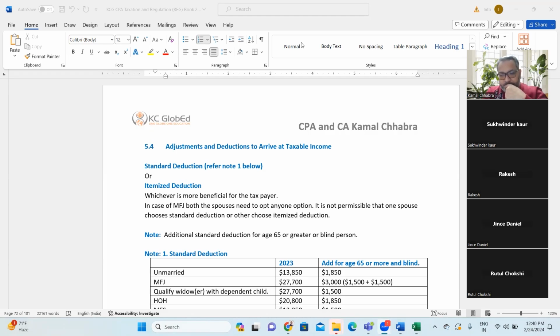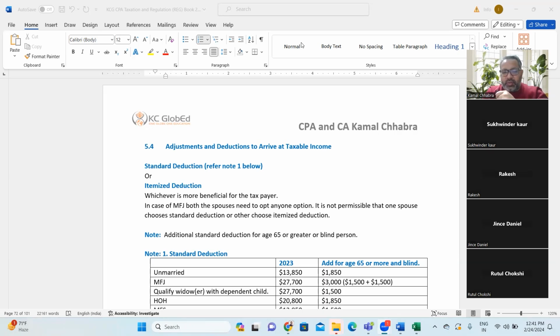Sir, can you add this point that standard deductions are not allowed for non-residents? I think I have written it somewhere. As of now, I'm just giving you an overview. We'll go through this theory one by one. I think I have written it somewhere, but if not, I'll definitely add it. So this is a high-level overview, or you can say understanding, about standard deduction and itemized deduction.